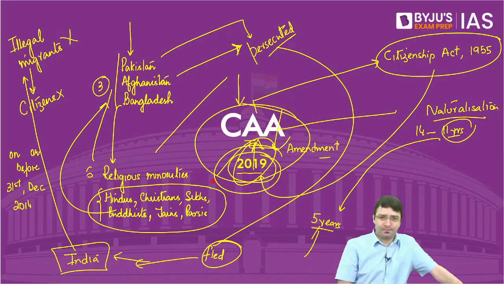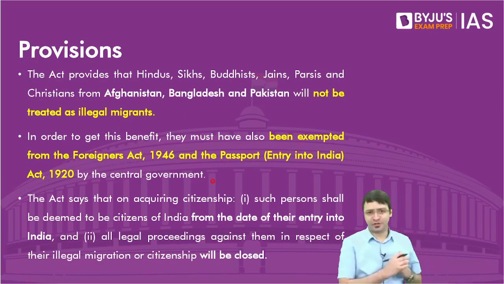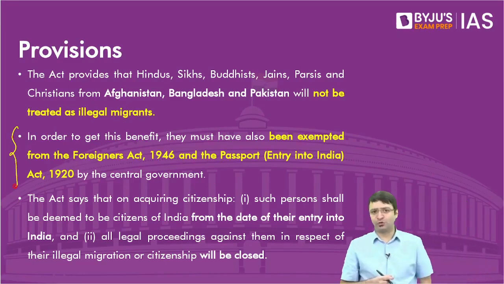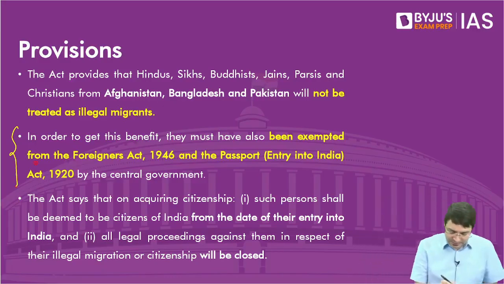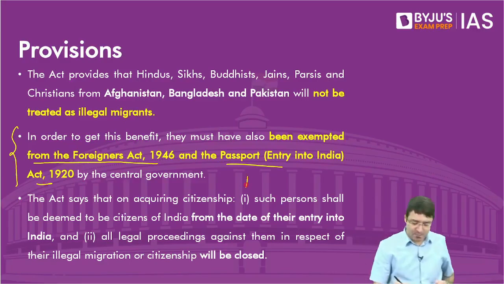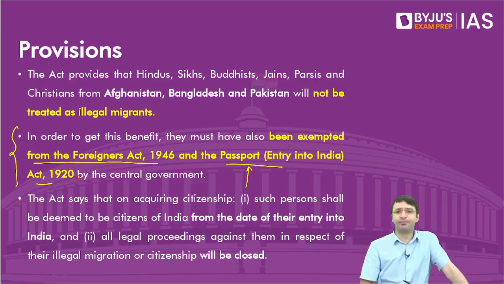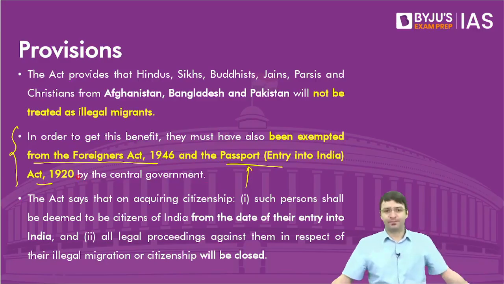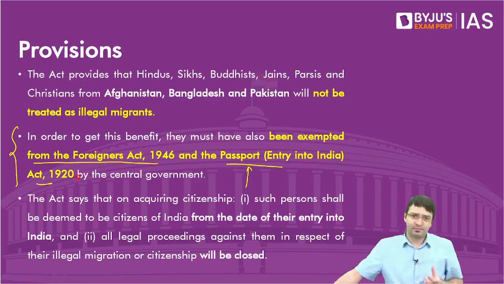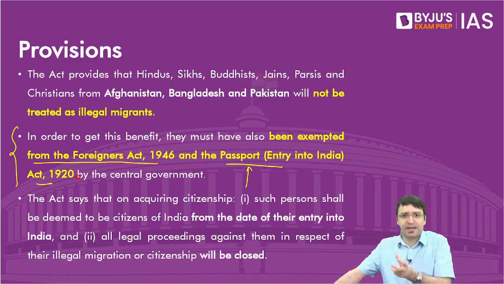And for that, the government initially started off with some changes. What were the changes? 2 notifications were issued in 2016 that all these illegal migrants shall be exempted from 2 acts: the Foreigners Act of 1946 and the Passport (Entry into India) Act 1920. According to these 2 laws, you cannot enter India without a passport of your country. You cannot enter India without the visa issued by the Government of India or by the Indian embassy.